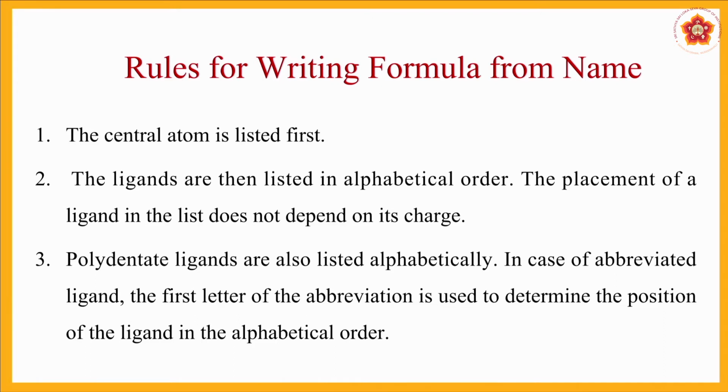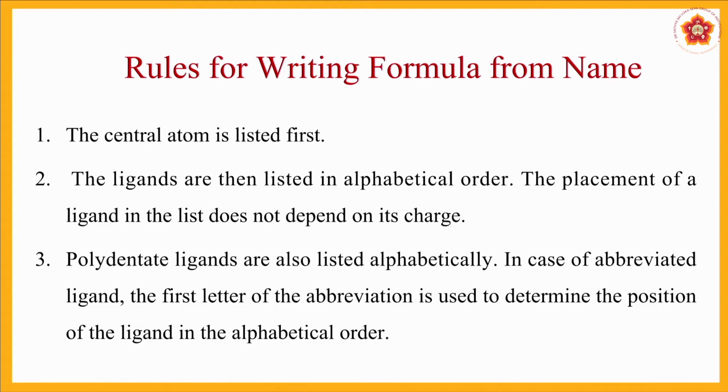As examples, if you have seen earlier, the central atoms like nickel, cobalt, all those were listed first. Ligands are then given in alphabetical order. If you remember, we had amine, aqua, and then chlorido, like that. The placement of a ligand in the list does not depend on its charge, which means that some may have minus 1, some may have 0, some may have minus 2. The placement is rather dependent on the alphabetical order that we consider.